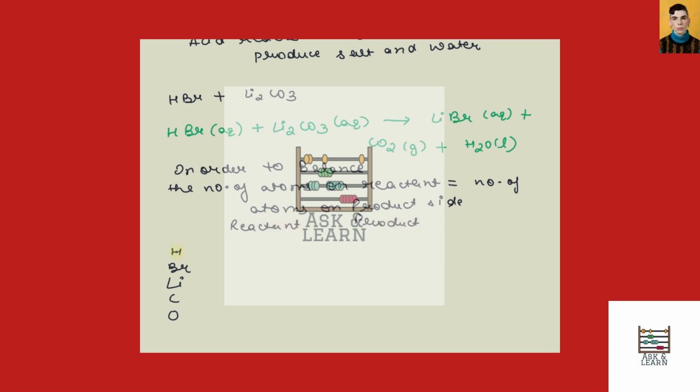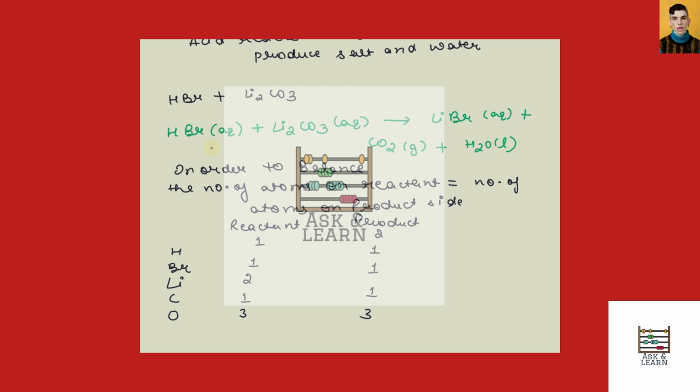Now here, hydrogen: there is one hydrogen on the reactant side, and there are two hydrogen on the product side. Bromine: there is one bromine on the reactant side, and one bromine on the product side. Lithium: there are two lithium on the reactant side and one on the product side. Carbon: one carbon on the reactant side and one on the product side. Oxygen: there are three oxygen on the reactant side and three oxygen on the product side. So we have to balance the hydrogen and the lithium.